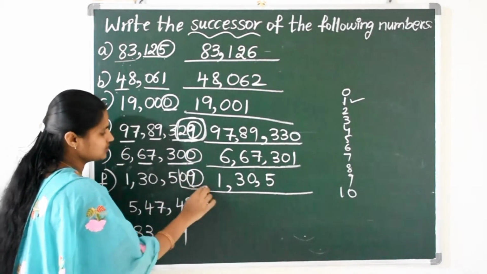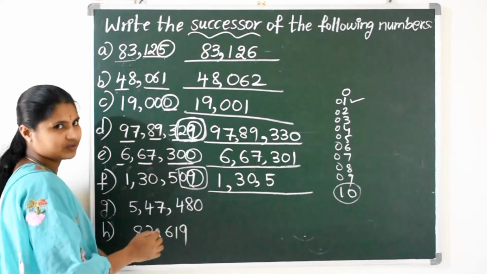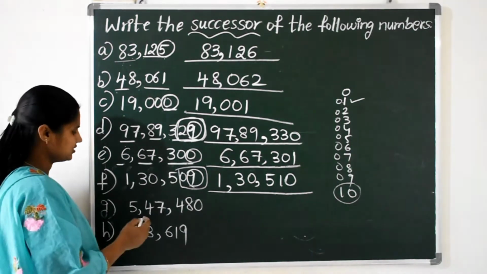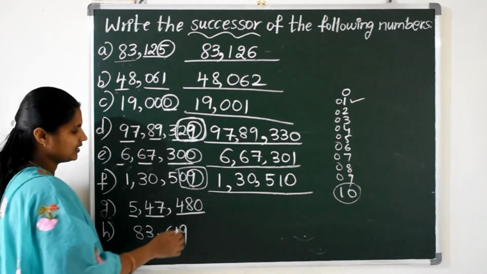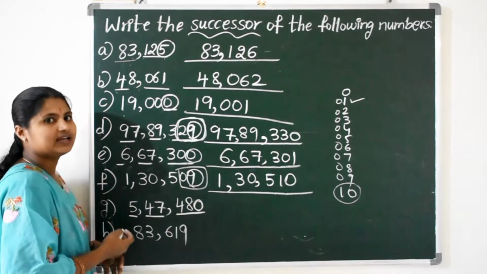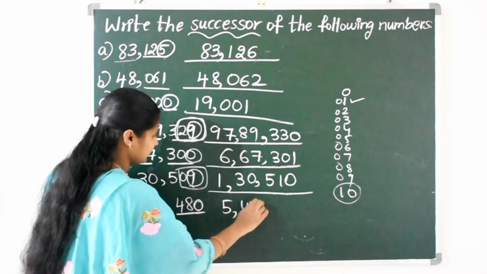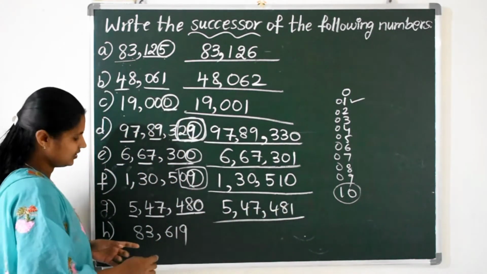See here 2 digits, 0, 9. 9 after which number comes? 10. Right? So we can write 10. Okay. Next see 5,47,480. 80 means what? 81. So 5,47,481. Right?